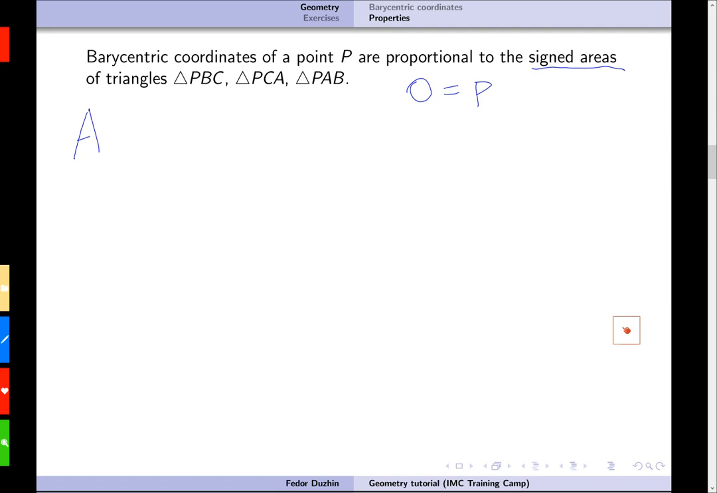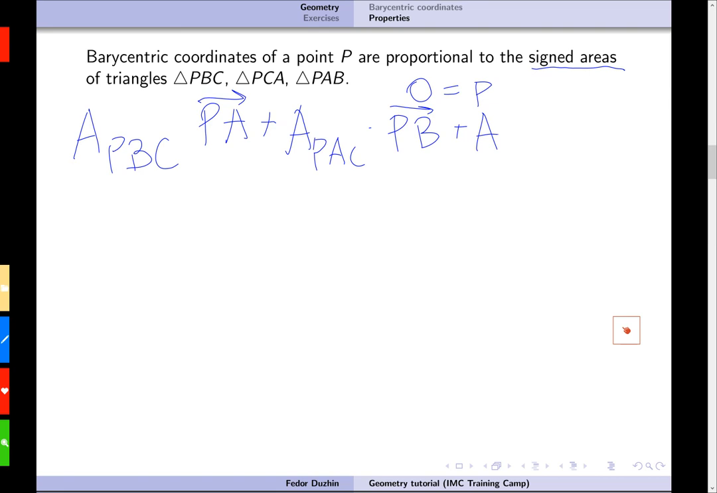The area of the triangle PBC times the vector PA plus the area of the triangle PAC times the vector PB plus the area of the triangle PAB times the vector PC is 0. This is what we need to show.